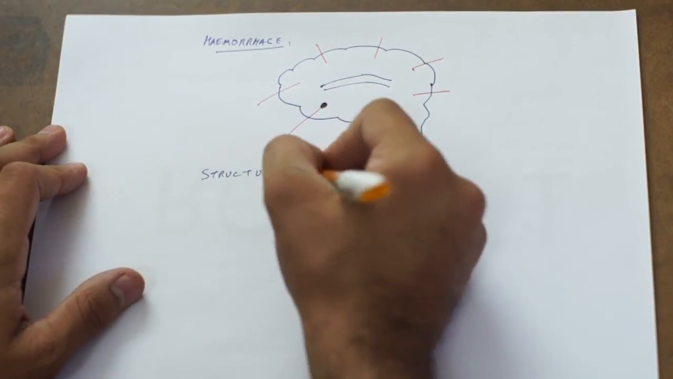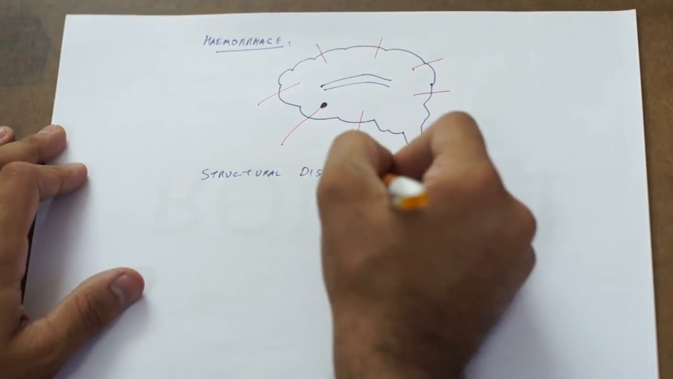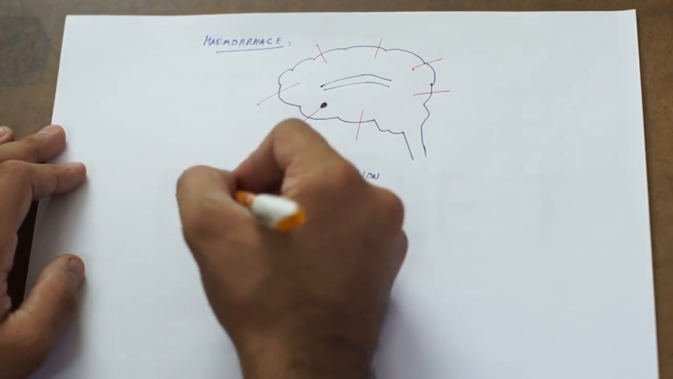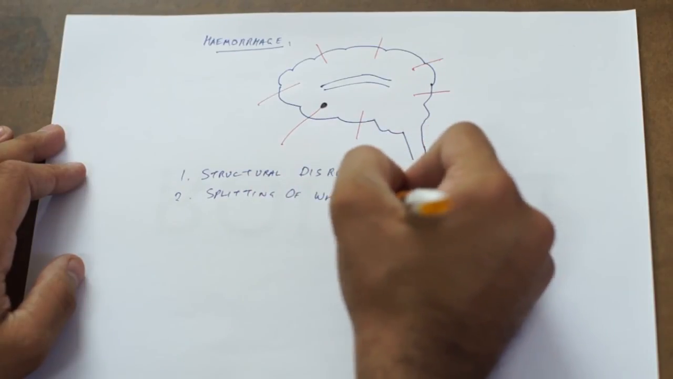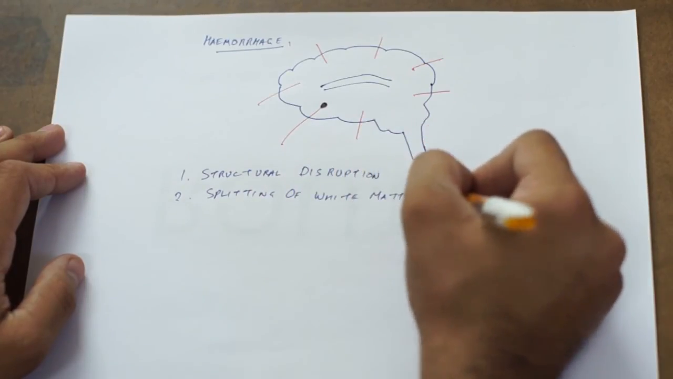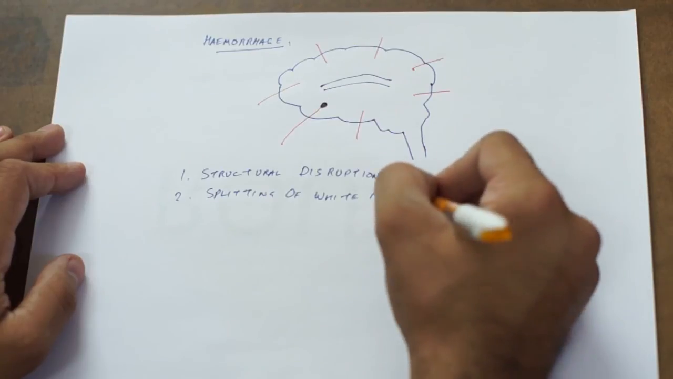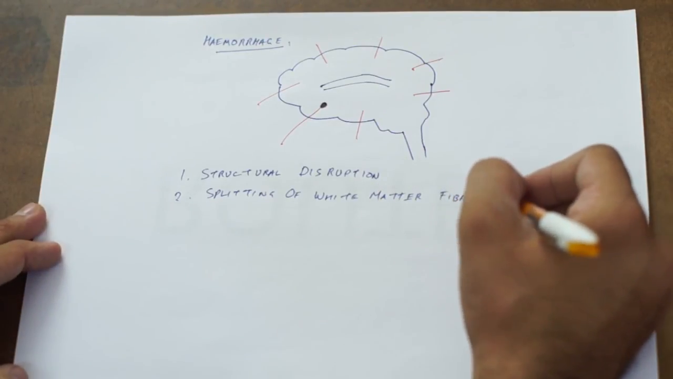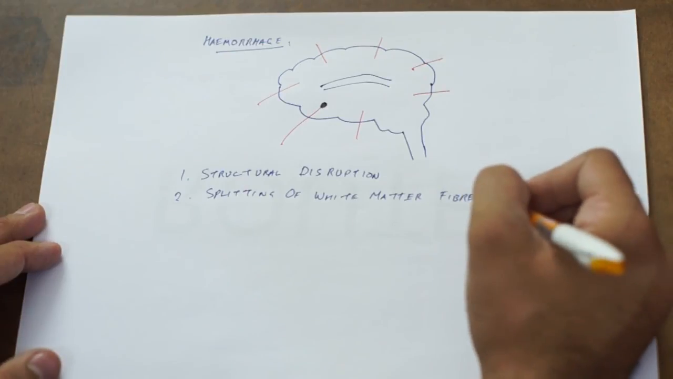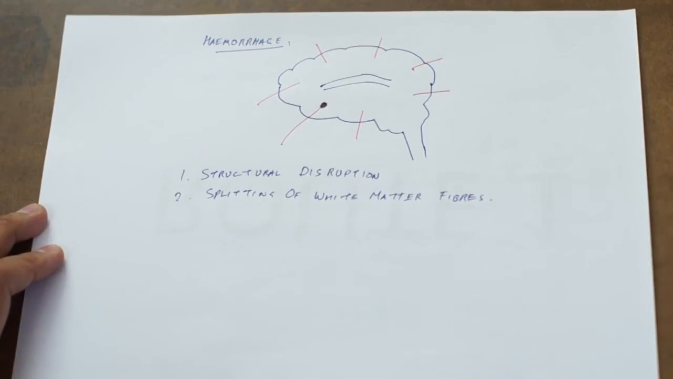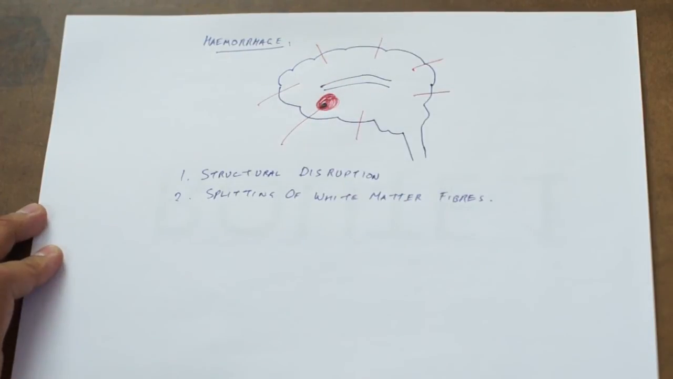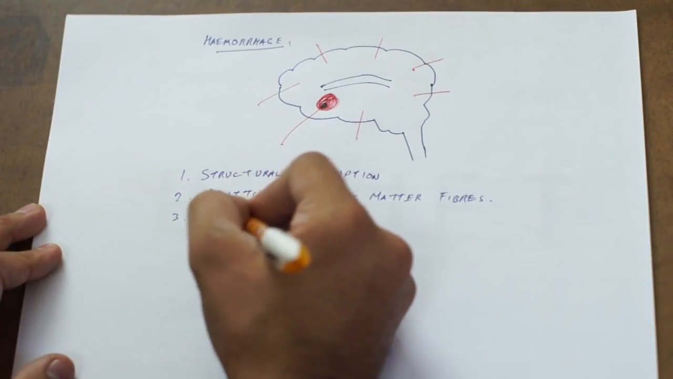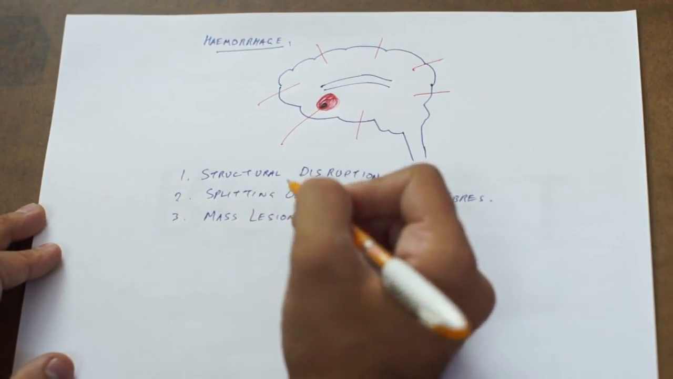So as soon as the blood explosively enters into the parenchyma, the neurons lose their function because of structural disruption and due to splitting of white matter fibers. In addition to this, the hemorrhage itself can expand in size and may act as a mass lesion, compressing a part of the brain and causing progression of neurological deficit. As you can see here, if the hemorrhage expands in size, it will press upon the part of the brain and it will lead to worsening of the symptoms.